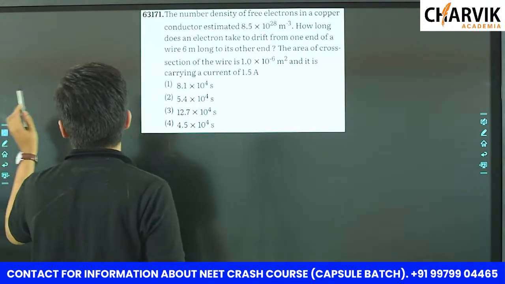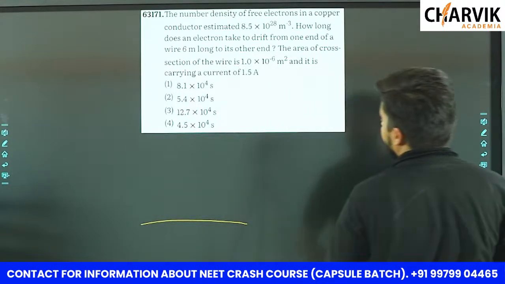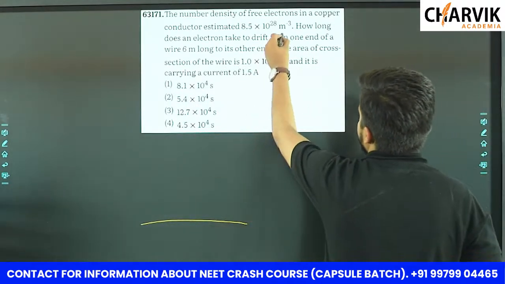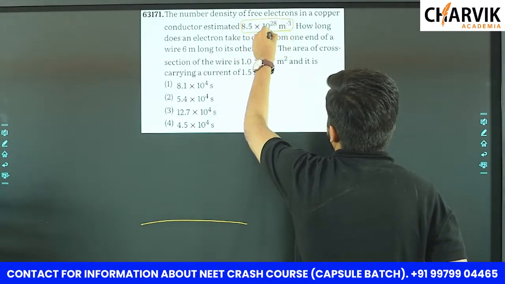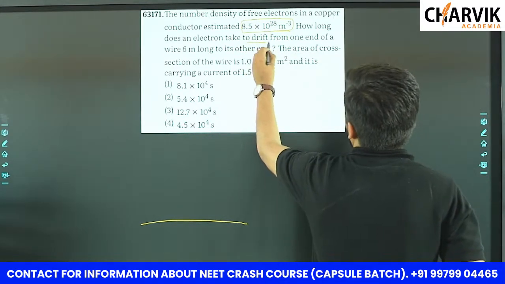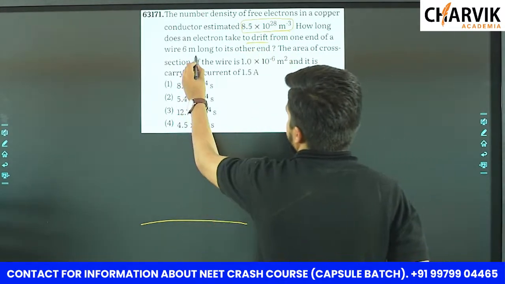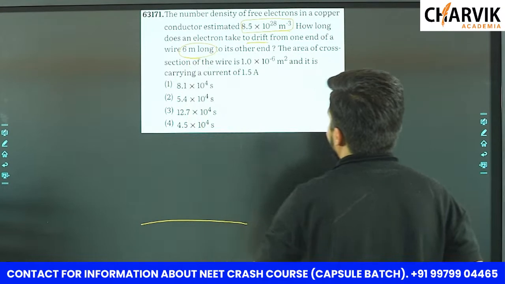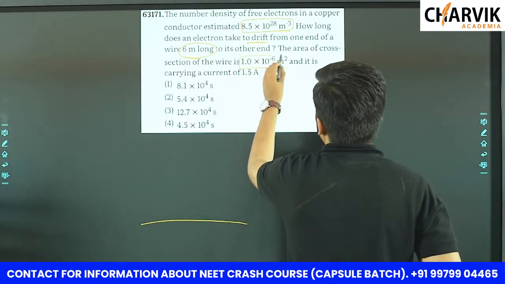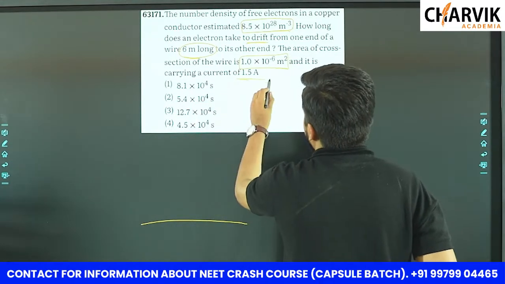Okay, here we are with the next question. It says the number density of free electrons in a copper conductor is estimated as 8.5 into 10 raised to 28. How long does an electron take to drift from one end of a wire, which is 6 meters long, to its other end? The area of cross section is also given, and it is carrying a current of 1.5.